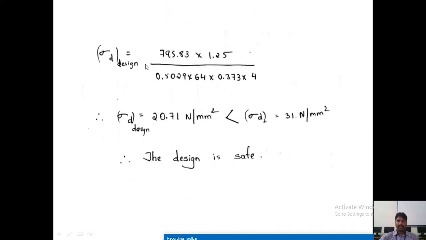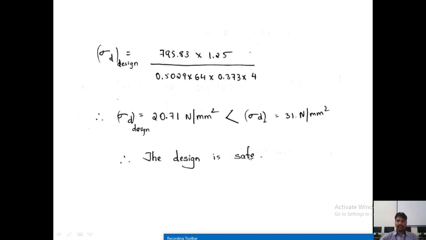Substitute here, sigma d design is given by this. So sigma d design, which is obtained as 20.71 Newton per mm square, is less than the allowable stress or design stress, which is given as 31 Newton per mm square for the gear. So the design of the gear is safe.